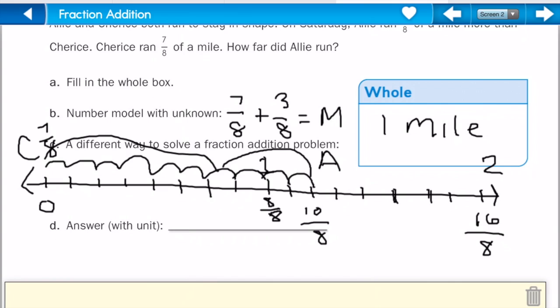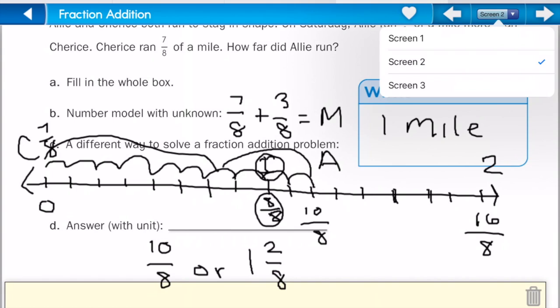But for D, our answer below it would be 10/8, or what's a better way we could write it? So we know right here the 8/8 is 1, so this is 1. Remember, we drew that up here, it's 1. Or 1 and 1, 2, 2/8. So you can write it like this, or you can simplify it and also write it as 1 and 2/8. Okay, let's go ahead and go to our next screen.